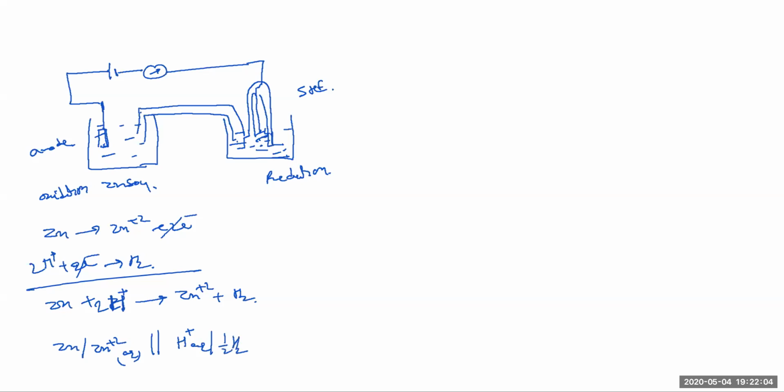Understood why you are taking hydrogen? SHE is taken or considered as the reduction to measure the E0 value of zinc. So it is determined experimentally. What is the E cell? E cell, or EMF, is equal to E reduction minus E oxidation.